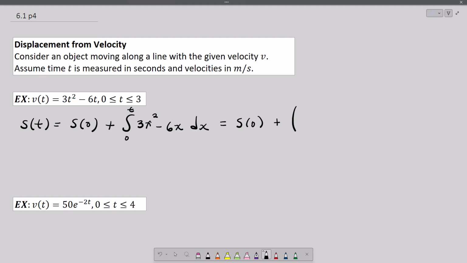We add 1 to the exponent and divide by the new exponent. This is called the power rule. Add 1 to the exponent, get a 2. Divide by the 2, we get a 3. And this is going to go from 0 to t.